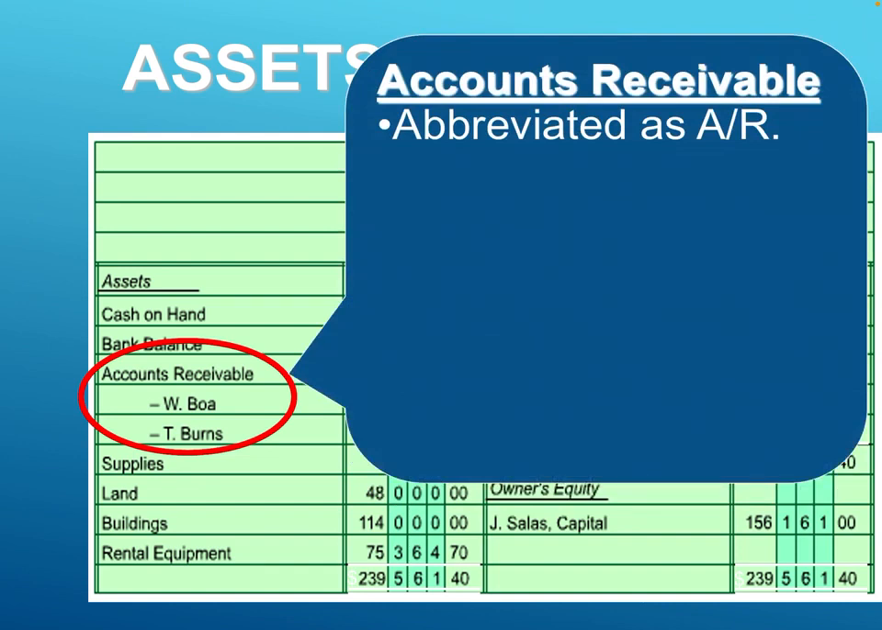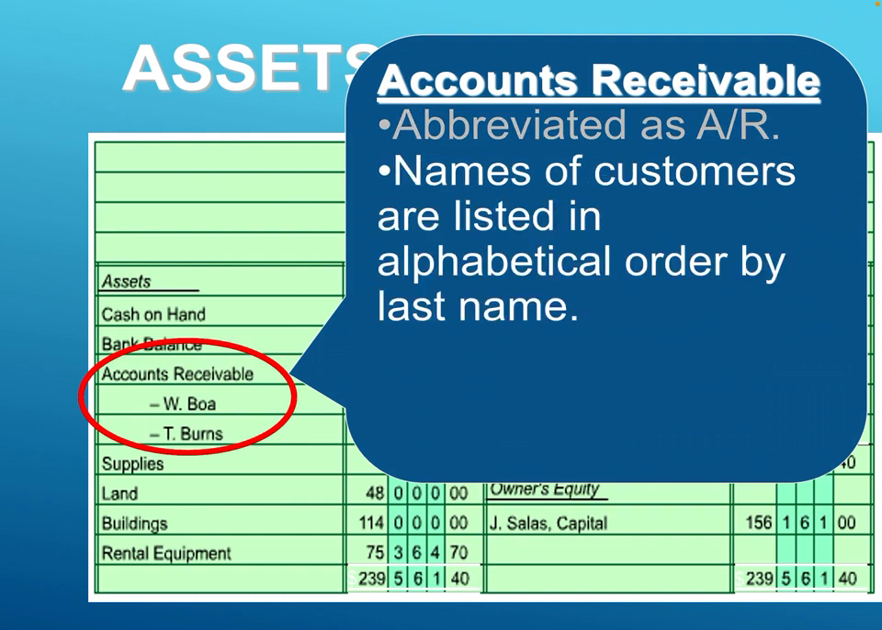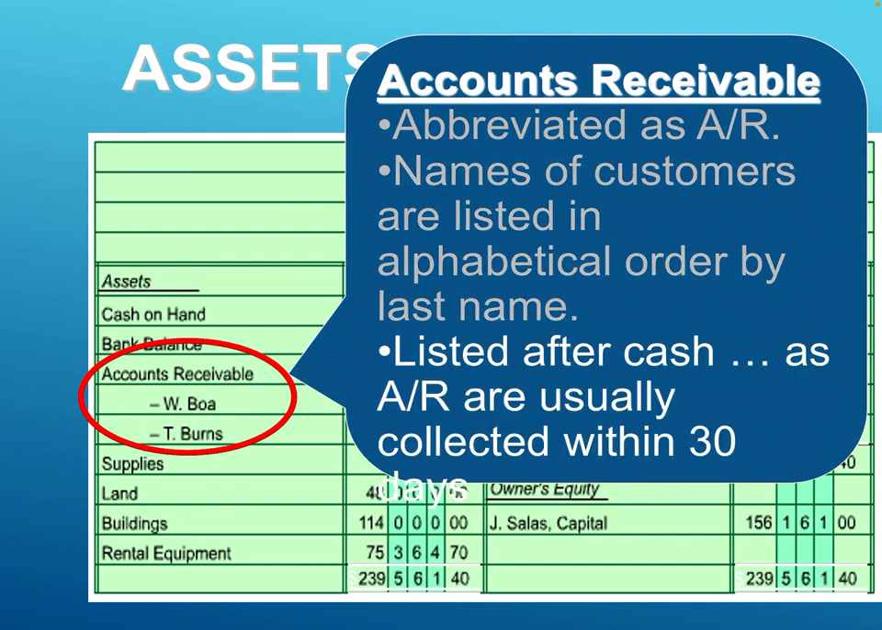Accounts receivable is abbreviated as A/R. You don't have to write in accounts receivable, A/R is completely fine. Names of customers are listed in alphabetical order by last name and listed after cash, as accounts receivable are usually collected within 30 days. Okay, so 30 days is usually when they convert it over to cash in a business.